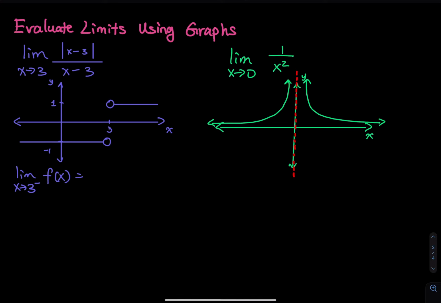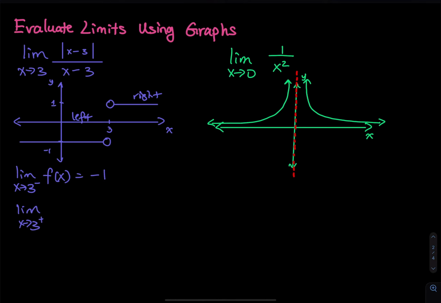So what happens when x approaches 3 from the left? We have a 3 right over here, right? So this is the left side, and then this is the right side. As x approaches 3 from the left, we will be looking at this piece. So as x approaches 3 from the left, y approaches -1 the entire time. So the limit is equal to -1.